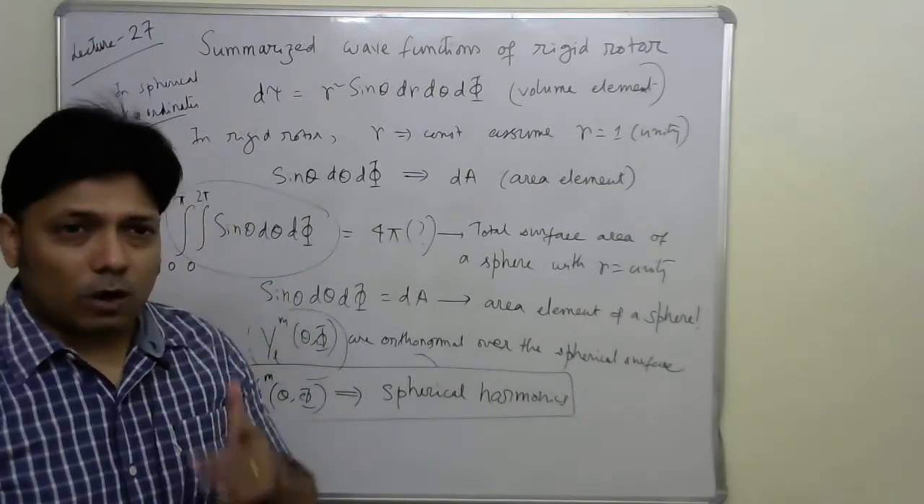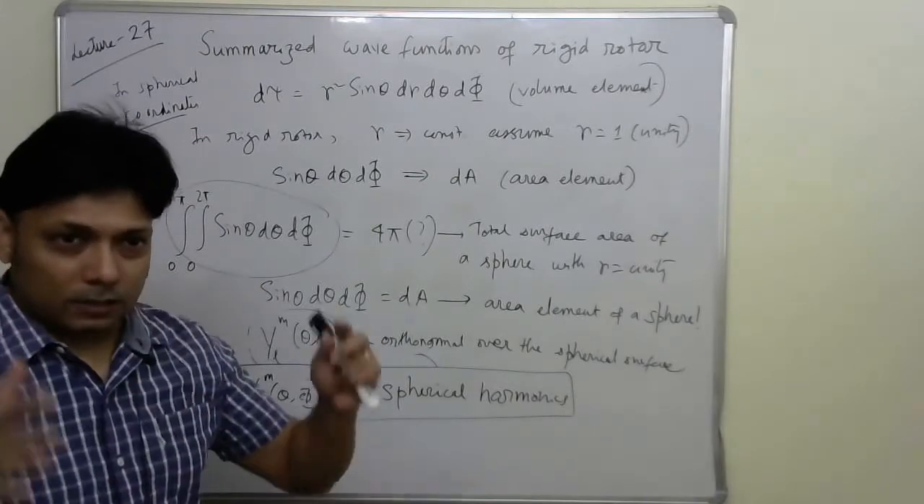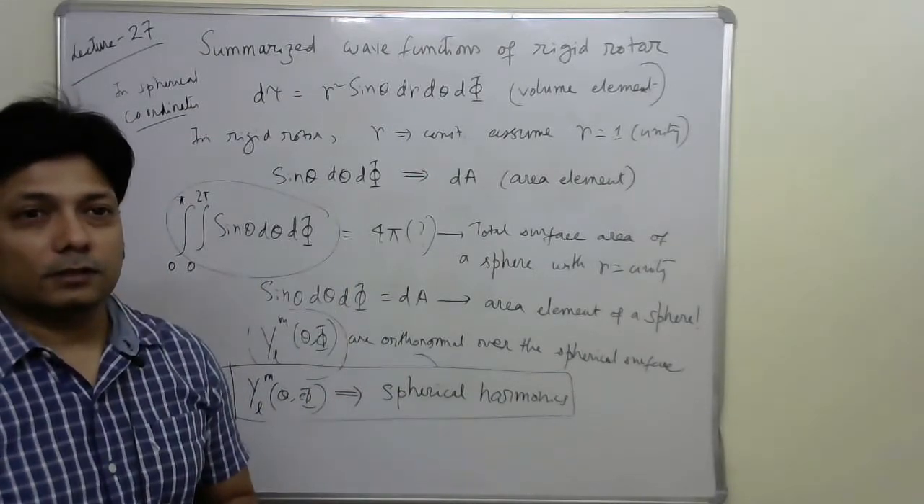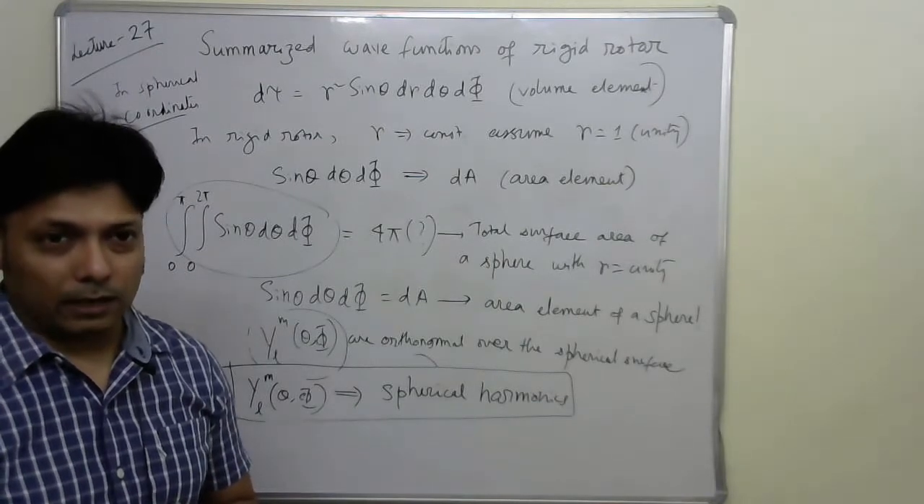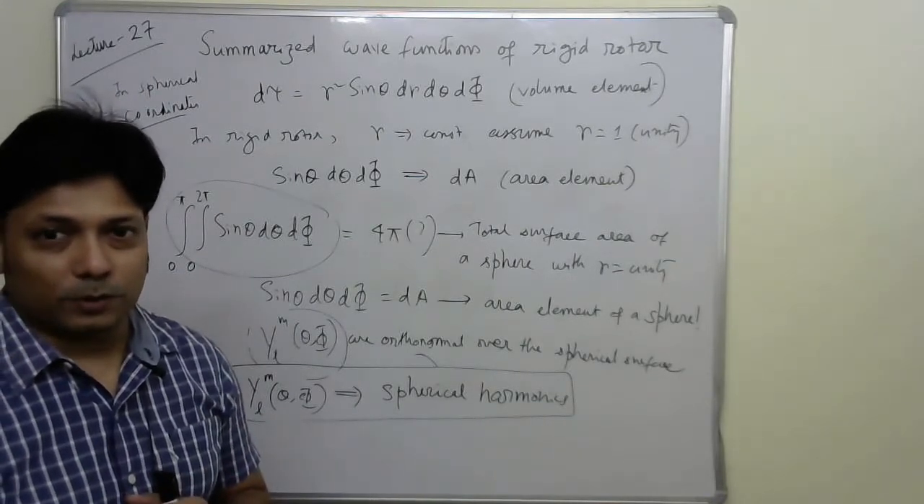Alright, so now the last part. Let's summarize the list of some spherical harmonics for different values of l and m. So let's clean the board and do it.